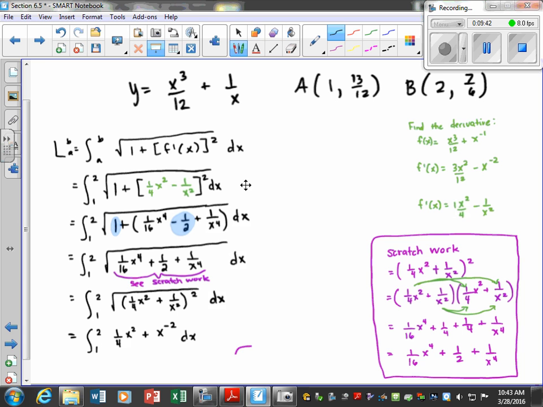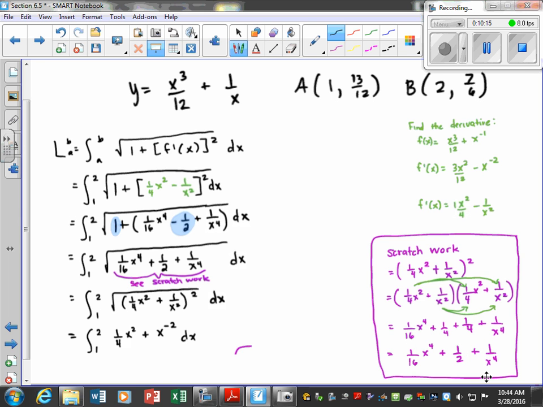The next thing we're going to do is actually FOIL this out to the side. So that's what I did in this scratch work. We have 1/4 x squared times 1/4 x squared, which is 1/16 x to the 4th. Then I multiplied this term times this term, and the x squares cancel, so you just get a 1/4. When we do this term times this term, we just get 1/4. And then the last terms, we get 1 over x to the 4th. When we simplify in the middle, we get this 1/2.